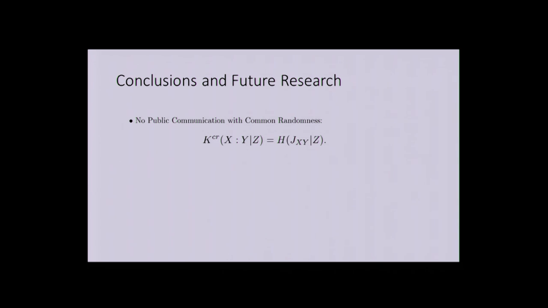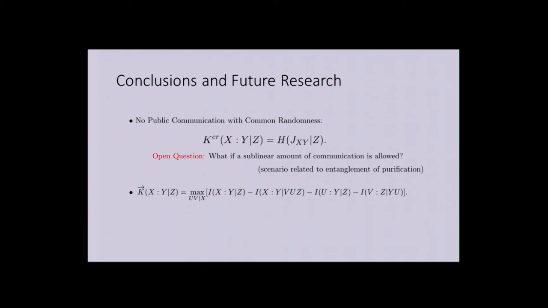Okay. So just to wrap up here and discuss some conclusions and future research, we were able to compute the capacity formula for no communication and shared randomness. An open question is, what if you allow a sublinear amount of communication? Does that strengthen the key rates? And this is a scenario related to something known as the entanglement of purification in quantum information theory, which I won't get into, but it's motivated from quantum information.